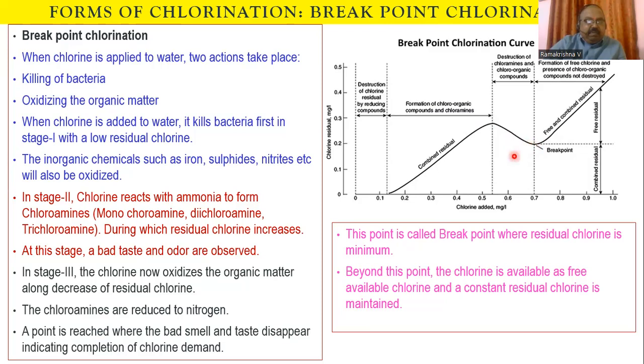So this is stage 3. The chloramines are reduced to nitrogen at this stage, finally. And afterwards, there's no other requirement. Whatever chlorine you are adding, it is remaining in the water, and complete residual chlorine is obtained here. From this point, you see there is no change in the residual chlorine pattern and it is uniform, say with a 45 degrees angle. So this is called a break point. Beyond this point, the chlorine is available as free available chlorine and a constant residual chlorine is maintained.